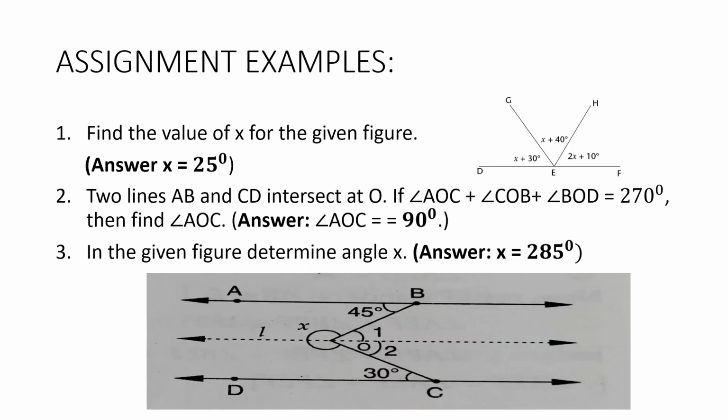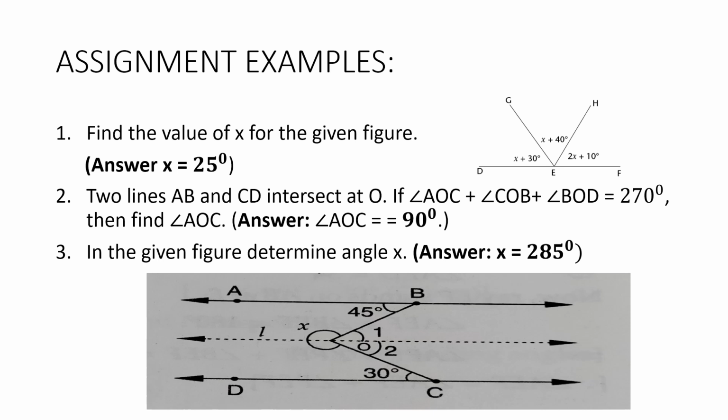Now some assignment examples. Please solve the assignment examples so that the topic is clear. First one, find the value of x for the given figure. So in the given figure you can see the total measure of all the 3 angles is obviously 180 degree. So the measure of angle x should be 25 degree. Second one, 2 lines AB and CD intersect at O. If angle AOC plus angle COB plus angle BOD is 270 degree, then what will be the measure of angle AOC? It should be equal to 90 degree. You can draw the diagram and check it out.